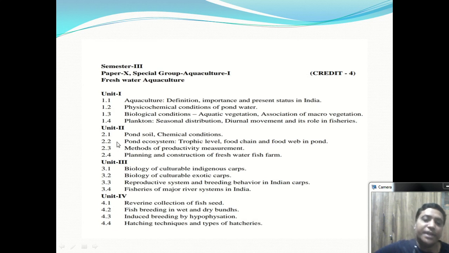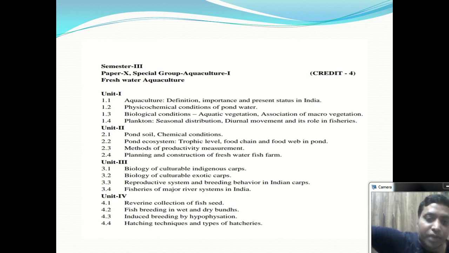Then unit 2, in which they cover the pond soil and the chemical condition. Whenever we are going to construct any fish farm, it is important to know, first, the water source, and later we discuss the pond soil, then topography. Pond soil is very important, because which type of soil is there, whether it is silty soil, loamy soil, or sandy soil.